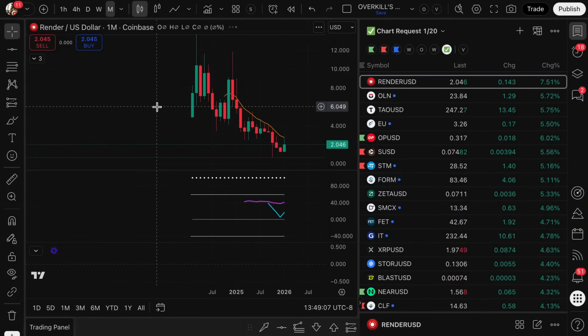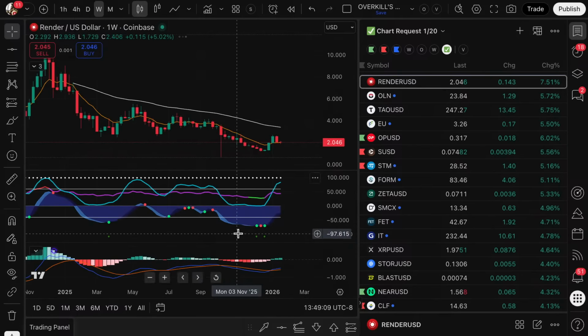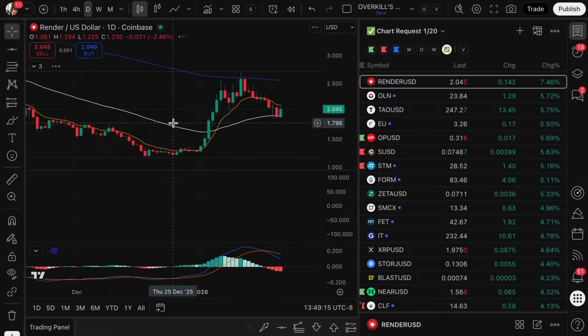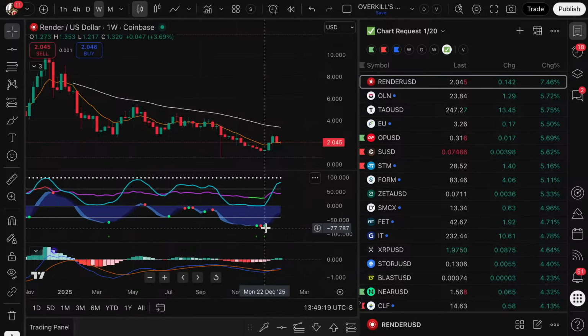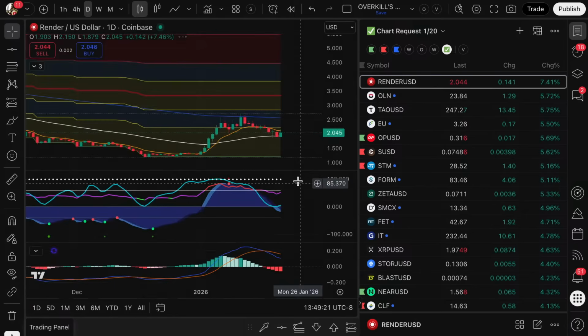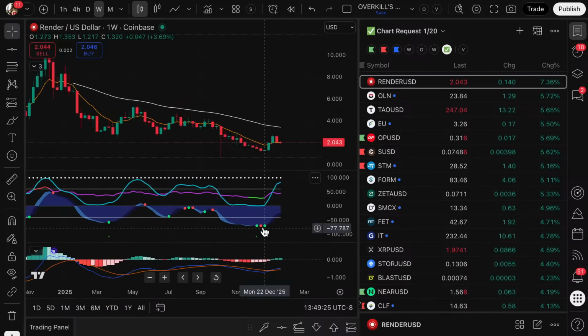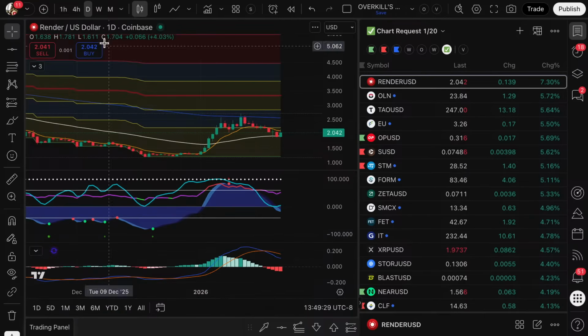Render, RNDR. You guys got requests, get them in the chat here. We got a weekly there on Render. Looking for the daily now. Again, if you have the weekly, look for the daily. If you maybe missed the green dot entry, you get a pullback here and a green dot on the daily, you can attack.